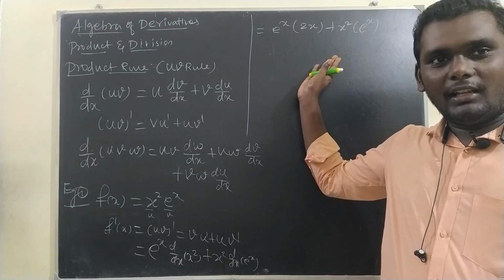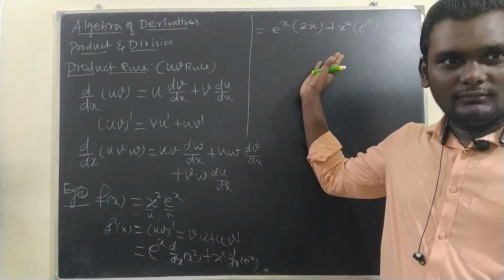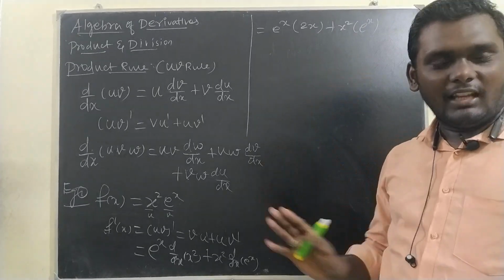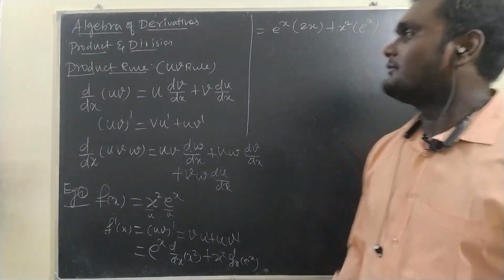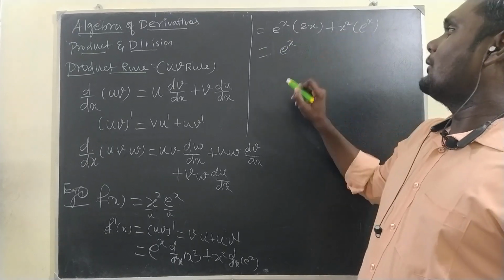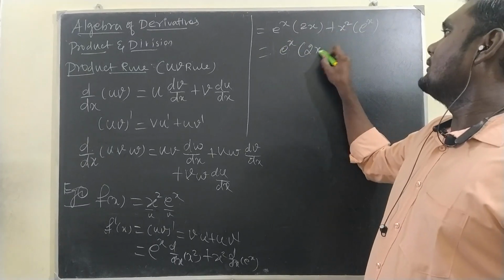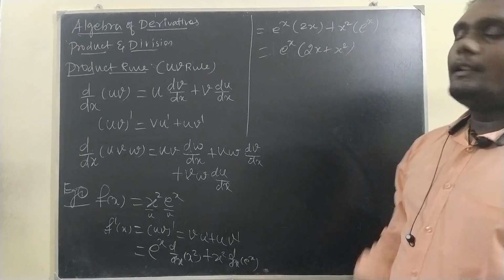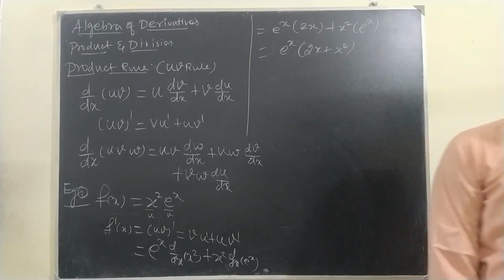He is a member from your clan, maybe from your class. He won't change as it is derivative. Then here, any common things can be taken out, e power x can be taken out. Then we have 2x plus x square. Got it?